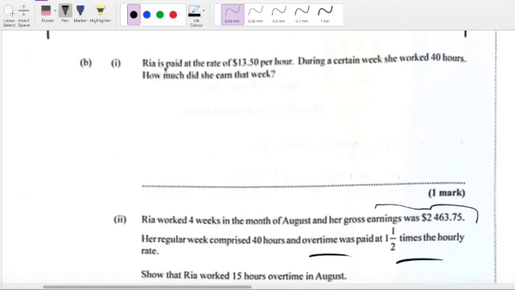So Ria is paid at a rate of $13.50 per hour. During a certain week, she worked for 40 hours. How much did she earn that week? So that's just a straight up $13.50 multiplied by 40. To give us about $540 on the calculator.